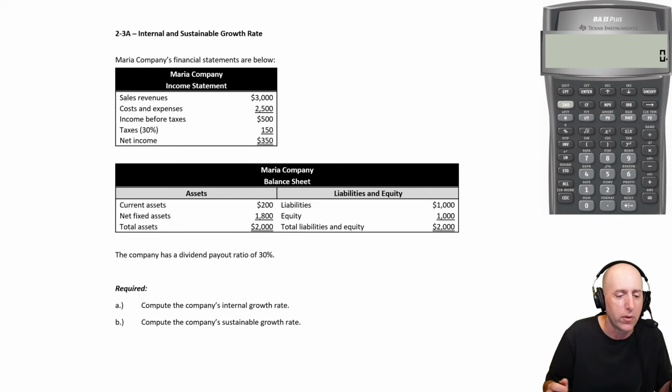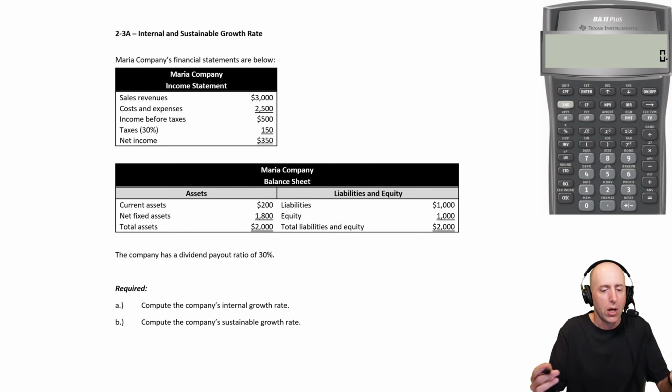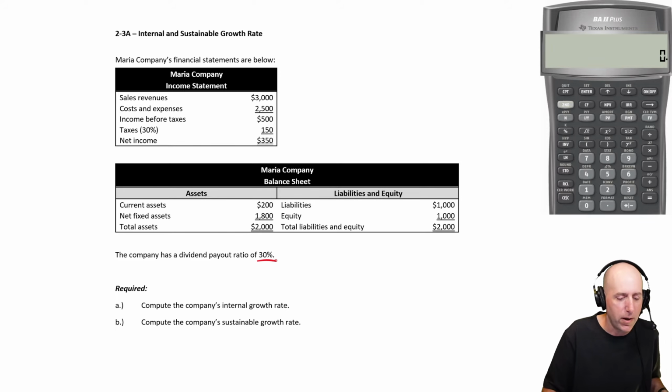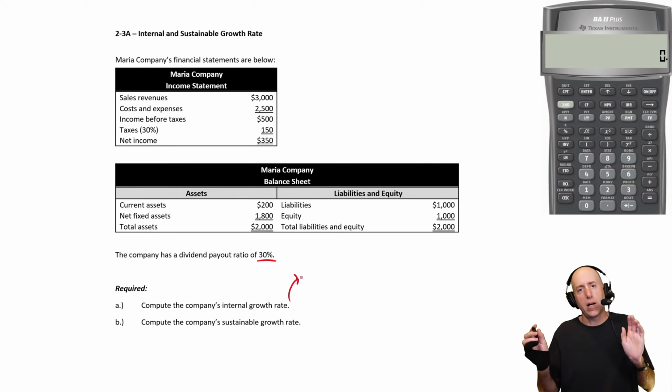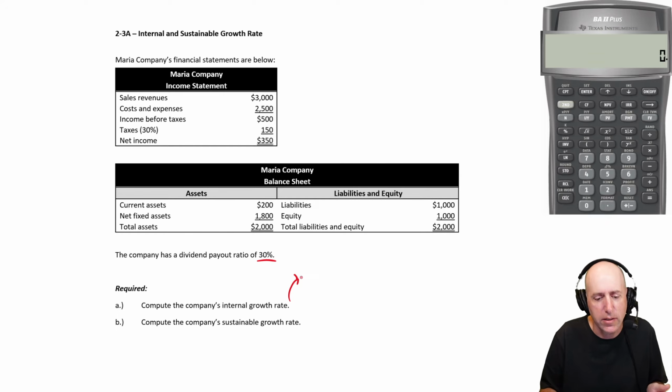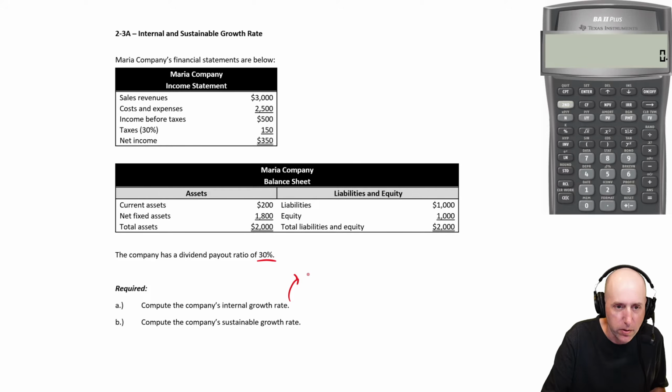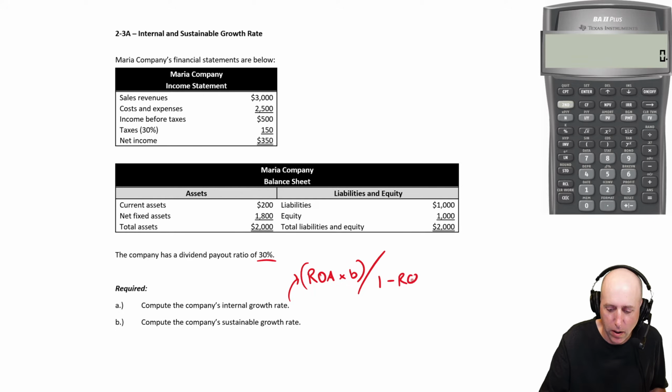Let's get to the problem, and hopefully it clears itself up as we go. We were given financial statements and a dividend payout ratio, and it says compute the company's internal growth rate. Now there's just a formula for this. At the end of the video, I'll prove that this does indeed work. But at this point, you just want to know the formula. The formula for an internal growth rate is ROA, return on assets, times b, I'll explain what b is, divided by 1 minus ROA times b.